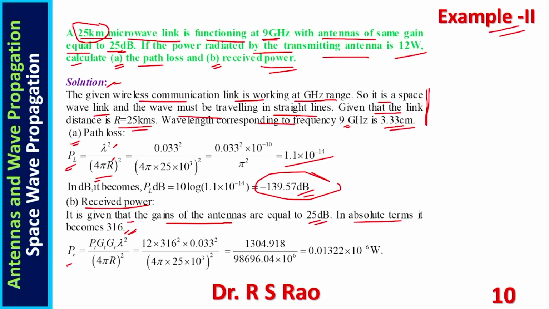So PR is PT, GT, GR, lambda square over 4 pi r whole square. This is Friis transmission formula or its variant. PT is radiated power by the transmitting antenna, GT, GR gains of transmitting and receiving antennas, lambda is wavelength, r is distance, link distance. All these quantities are available to us. Substitution and a little bit of simplification results in PR as 0.01322 into 10 power minus 6 watts.